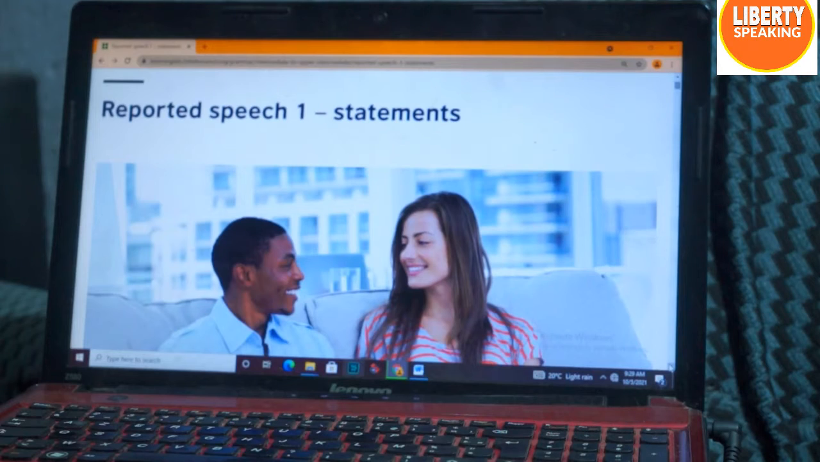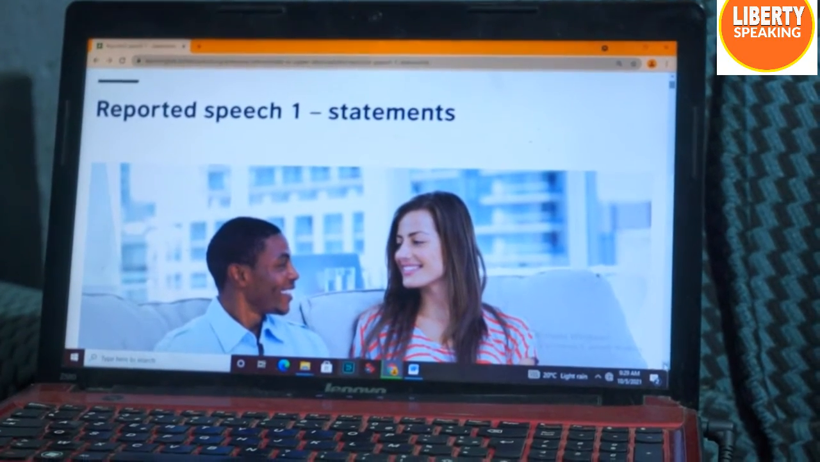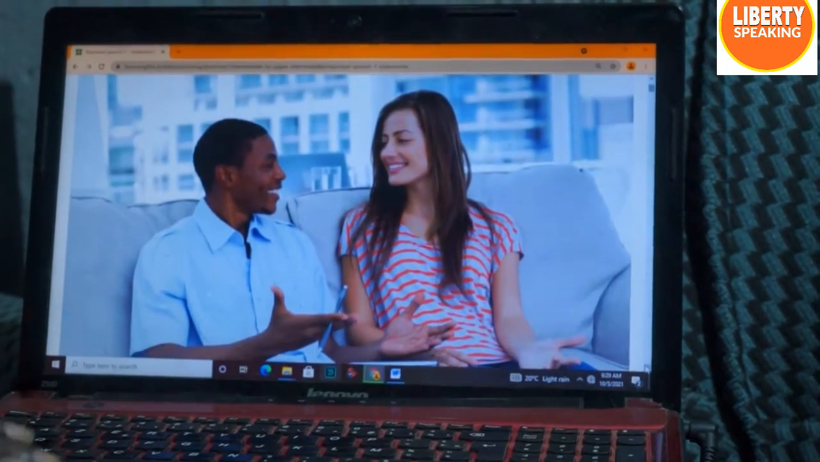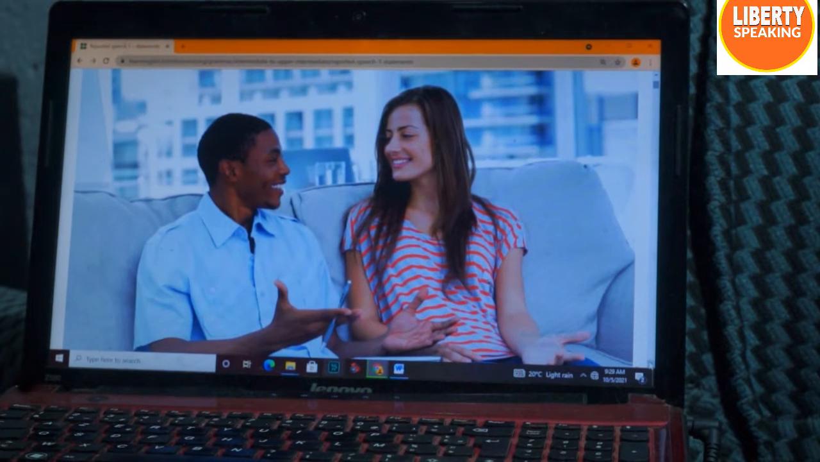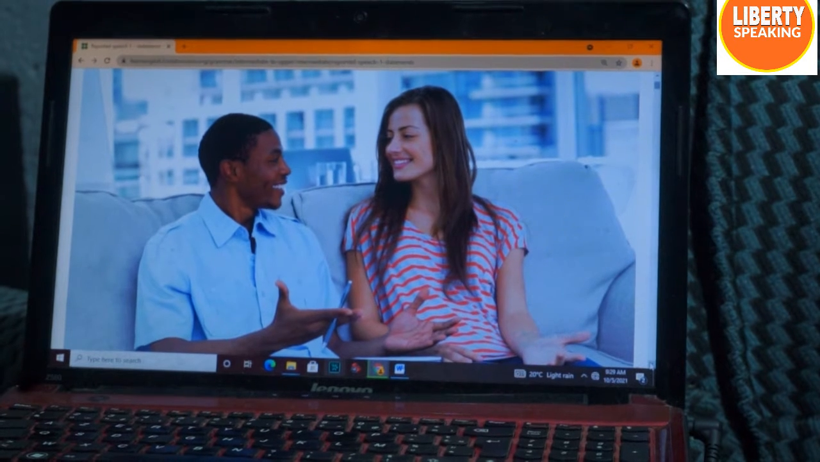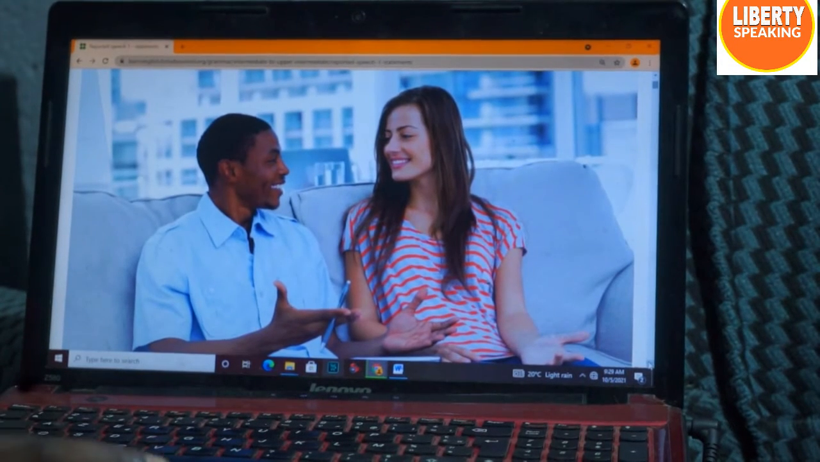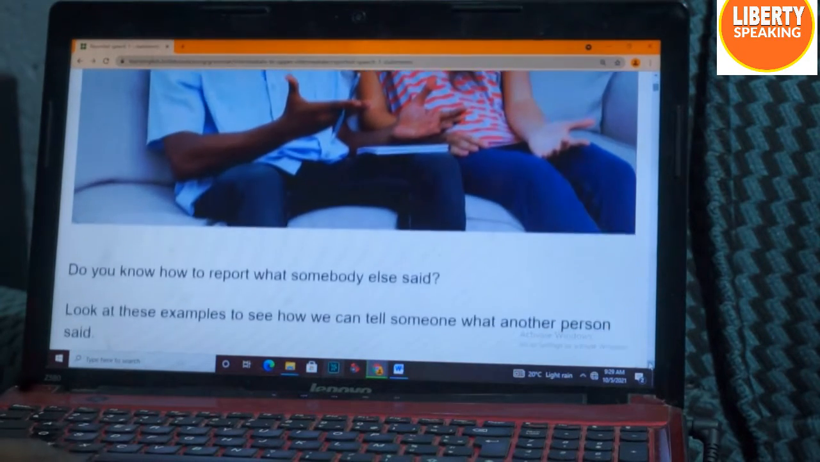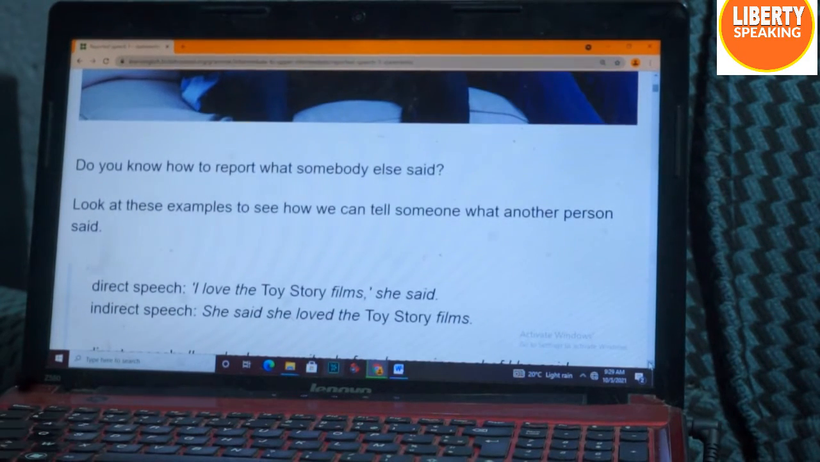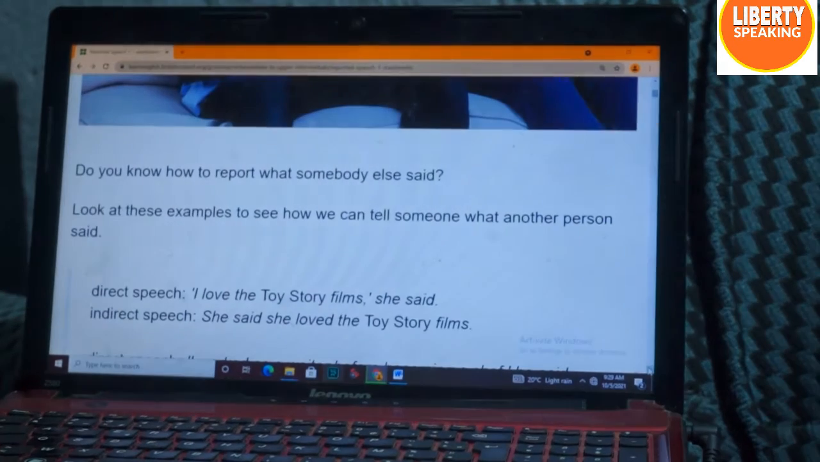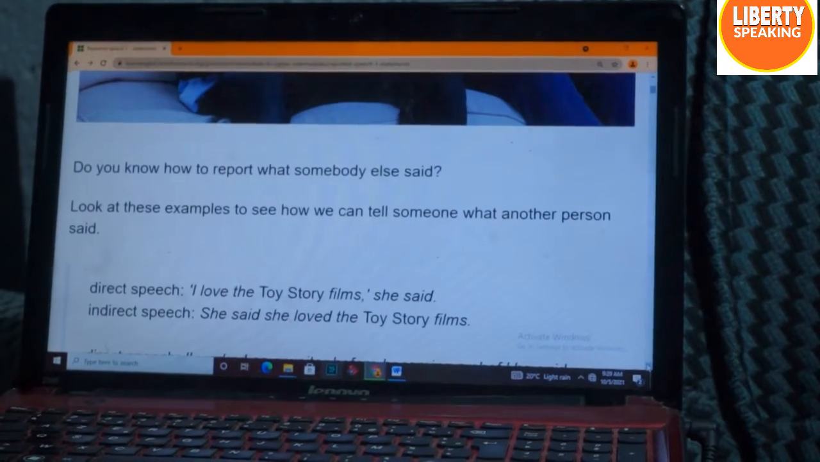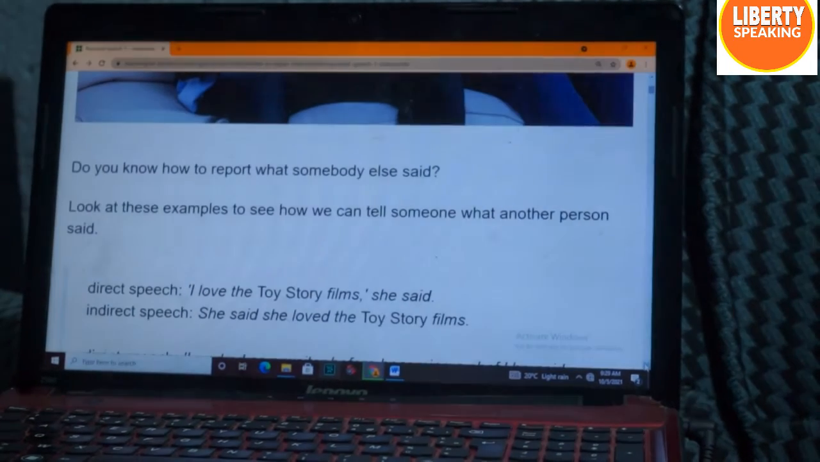We're going to look at reported speech 1. We're going to go through some statements. As you can see in this picture, these people are conversing. If they're conversing, they're sharing some reported speech. Do you know how to report what somebody else said? Look at these examples to see how we can tell.